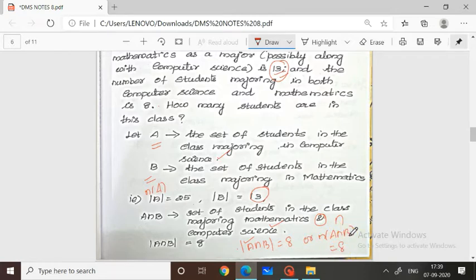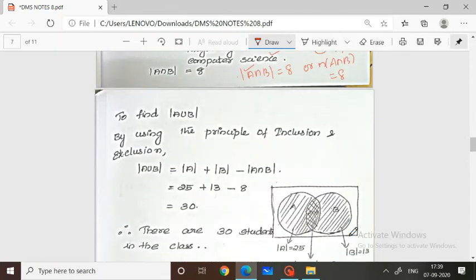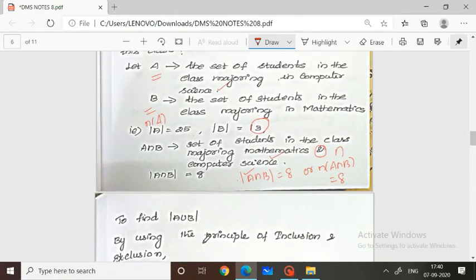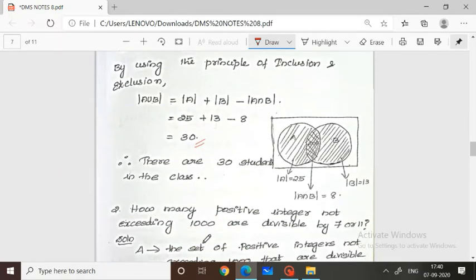Now we have to find |A union B|. By using the principle of inclusion-exclusion, we know the formula: |A union B| equals |A| plus |B| minus |A intersection B|, that is equal to 30. Therefore there are 30 students in the class who are majoring in computer science or mathematics.